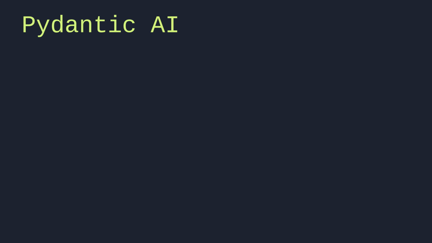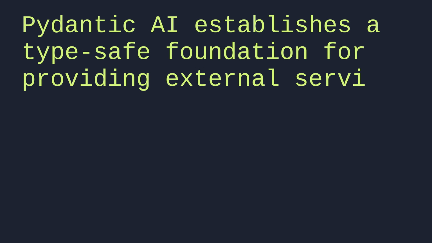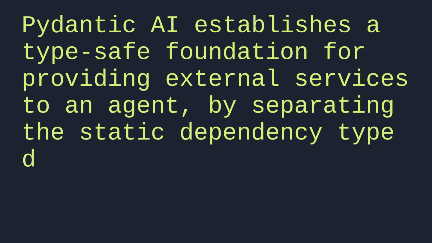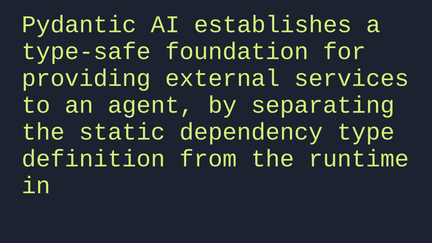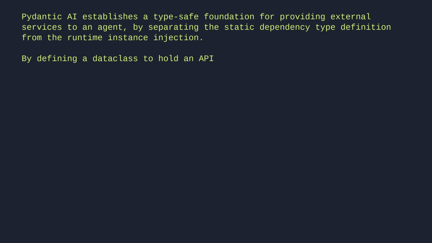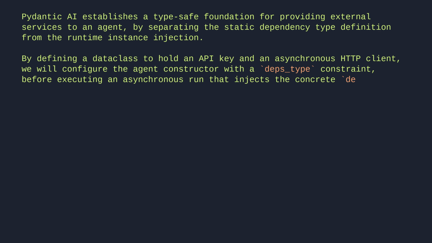Pydantic AI establishes a type-safe foundation for providing external services to an agent by separating the static dependency type definition from the runtime instance injection. By defining a data class to hold an API key and an asynchronous HTTP client, we will configure the agent constructor with a deps type constraint before executing an asynchronous run that injects the concrete deps instance to retrieve the model's output.